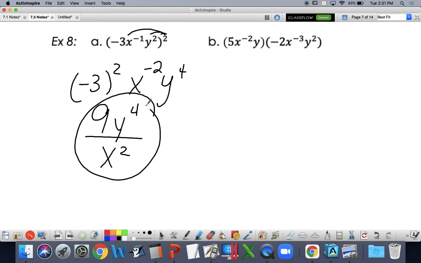All right, try letter B on your own. You're multiplying. So you've got to multiply your numbers, but you've also got to remember your power rule. Keep the base, add your exponents.